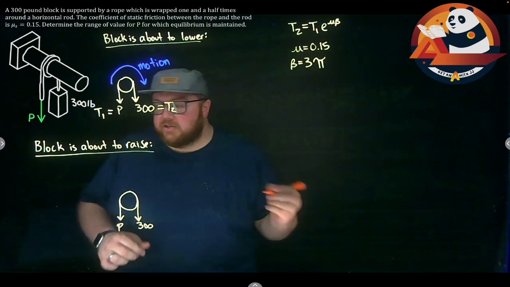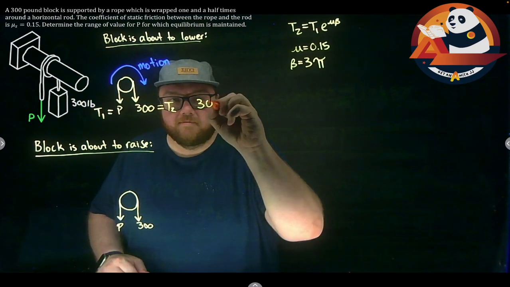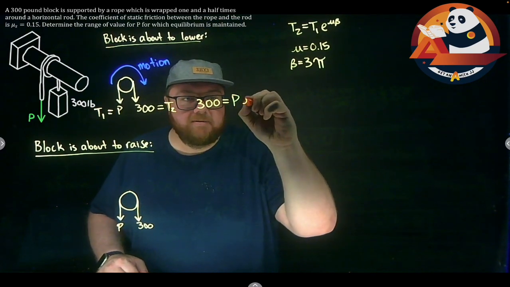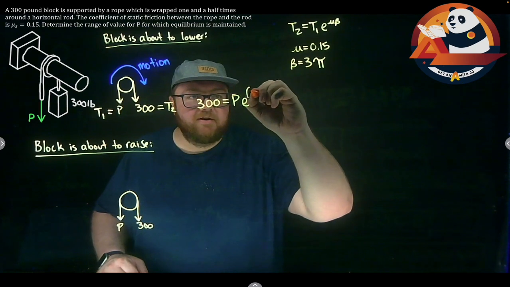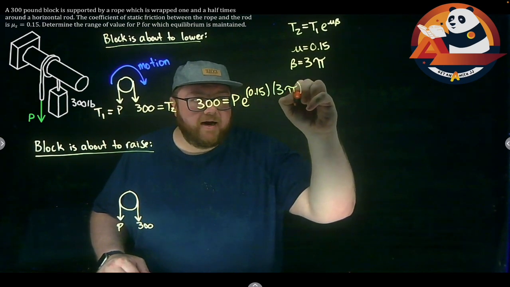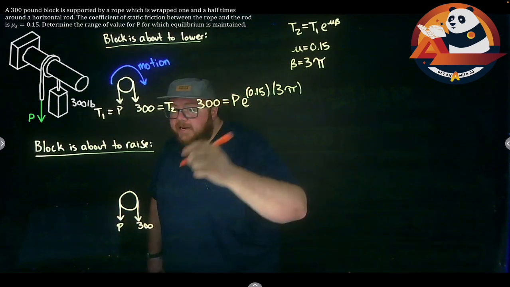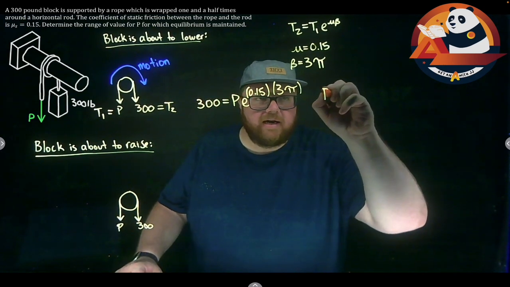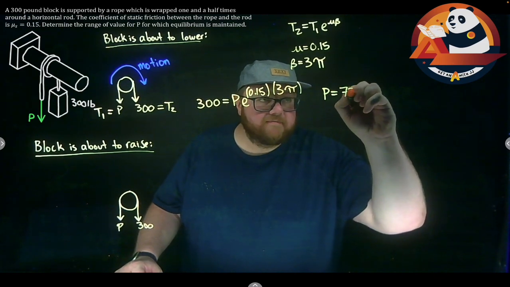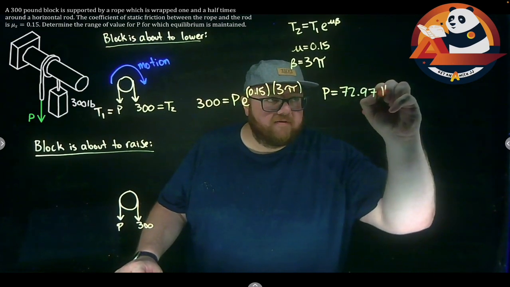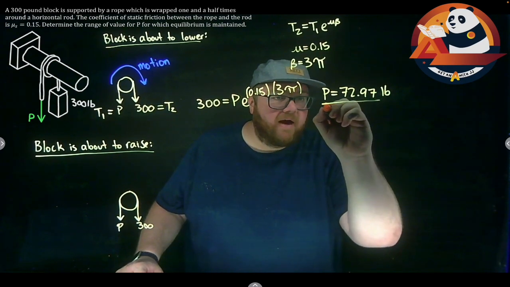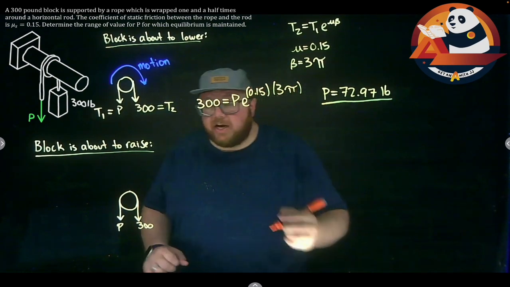Now I can use my belt friction equation. T2, 300, equals T1, P, times e to the mu, 0.15, times beta, 3 pi. Solving for P, I would get P is 72.97 pounds. And that's one of my equilibrium boundary conditions. Let's check our other one then.